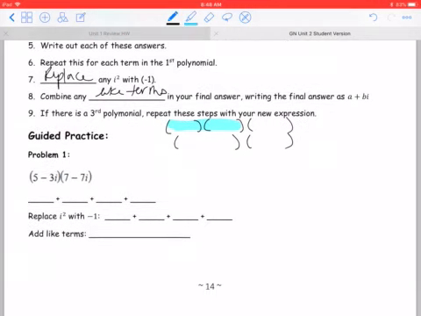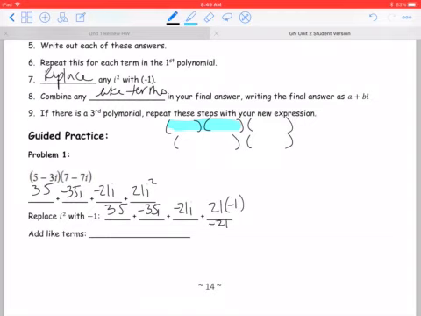So let's try a practice problem. So problem number 1, go ahead and distribute that 5, and then distribute the -3i, and write that right below. Okay, you should get 35, take away 35i, take away 21i, plus 21i squared. Okay, go ahead and replace the i squareds, which is just that last term. So we have 35, take away 35i, take away 21i, plus 21 times -1, which is really -21.